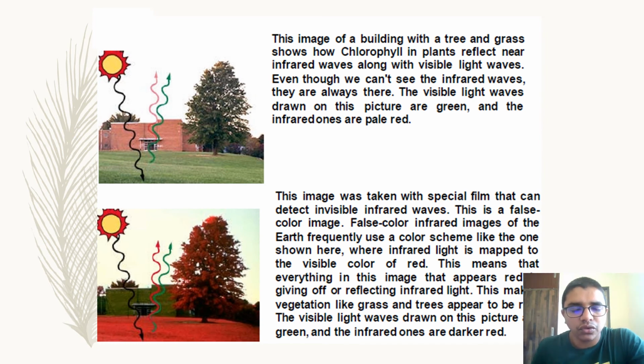So you can see these two photographs, where the image of the building and a tree shows the chlorophyll in the plant reflected near infrared waves along with the visible light. Even though we can't see the infrared waves, they are always there. The visible waves drawn with this picture are green, and infrared are plotted red.